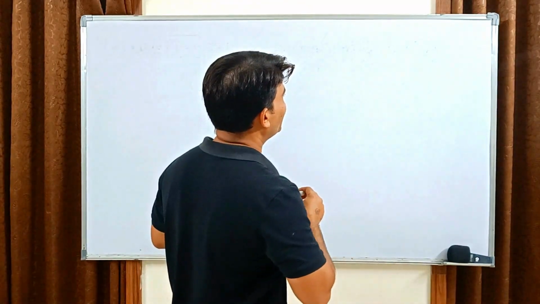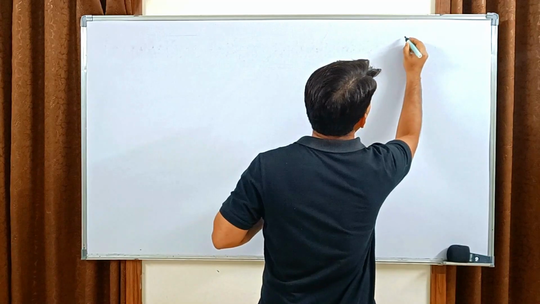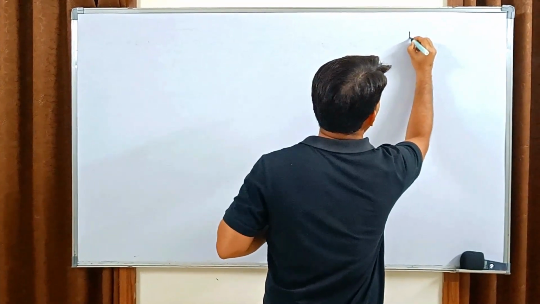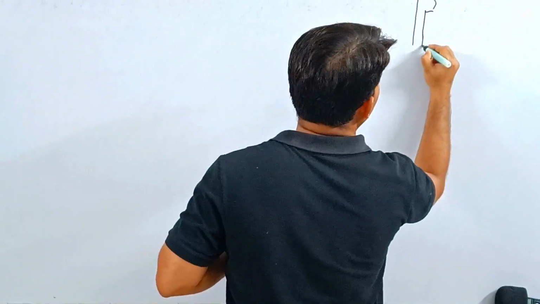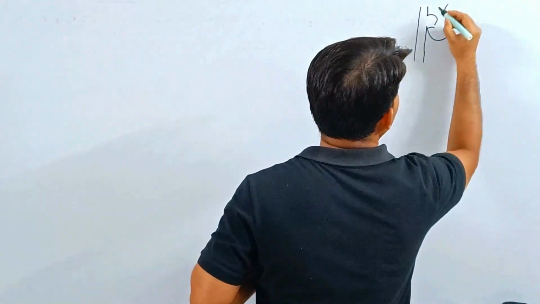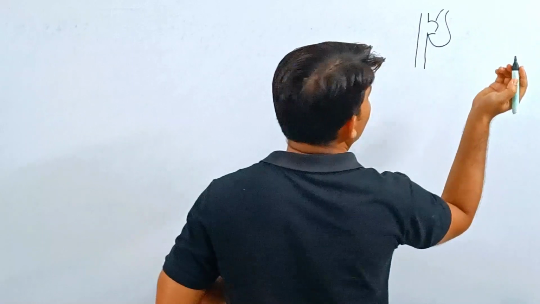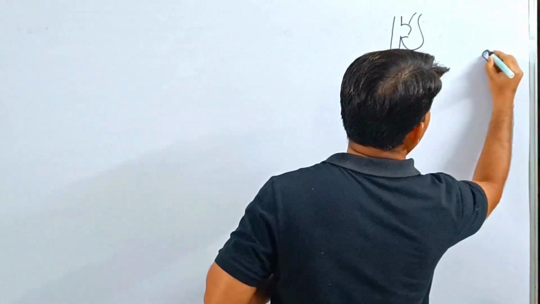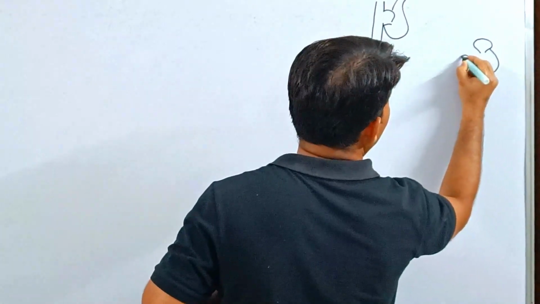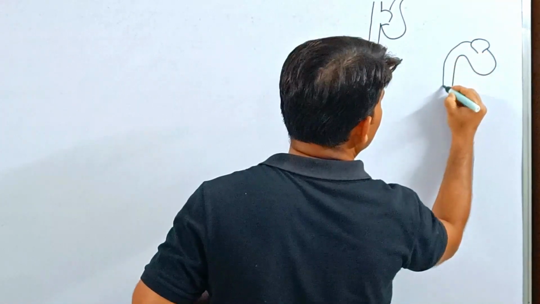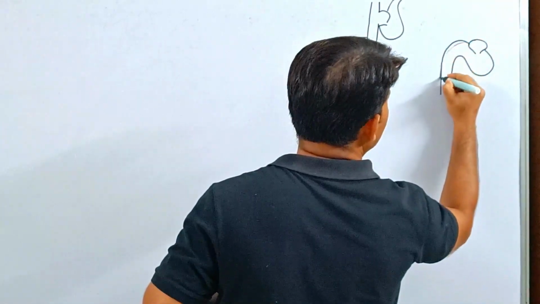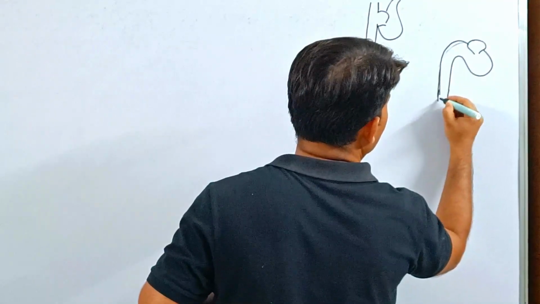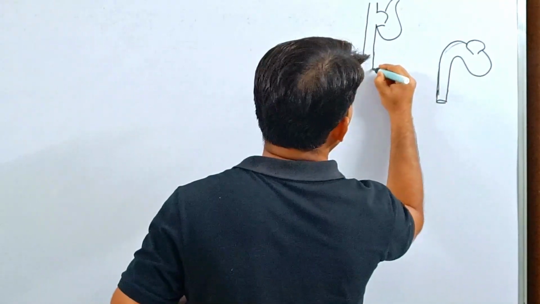Okay, let me draw a figure. See, this is your venous, this is the right side circulation. This is right heart, and this is your left heart, and this is also a representative arterial structure, right? This is your venous structure.